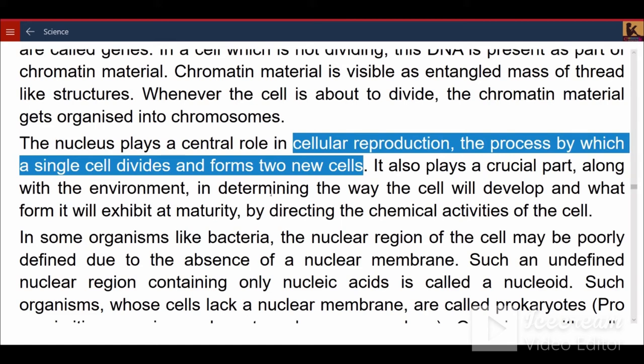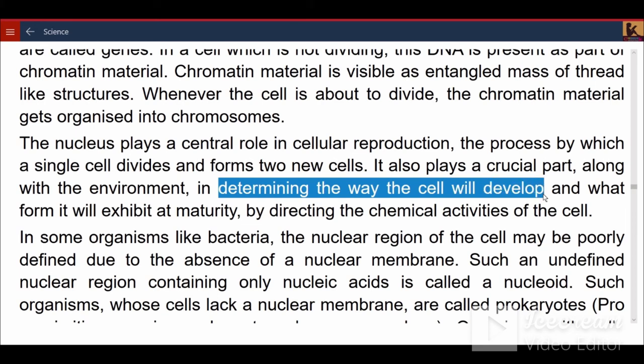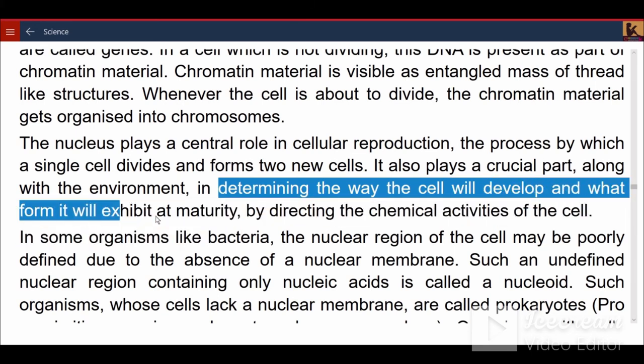Also, it sends the information about how the cell will develop and what form it will exhibit at maturity. For example, an ear cell should become an ear, which should be present in the ear only, not in the eyes. So that way the cell has to be given proper information.